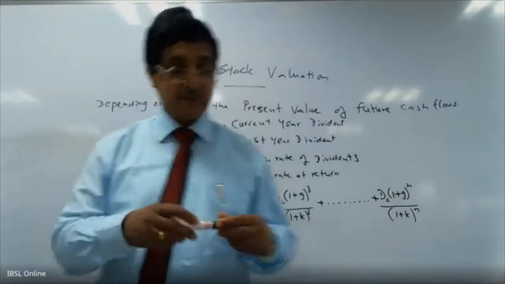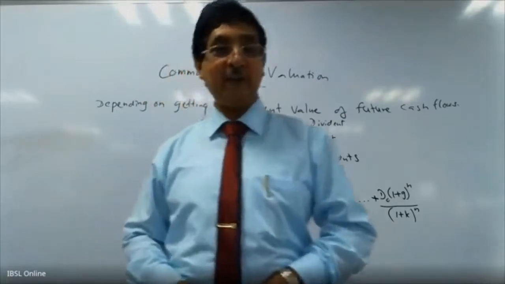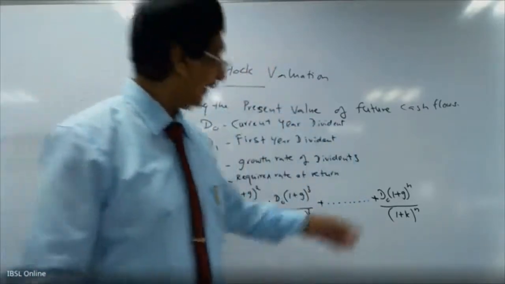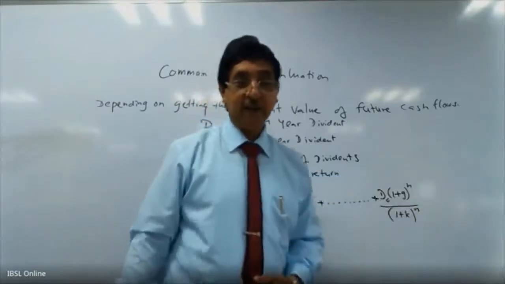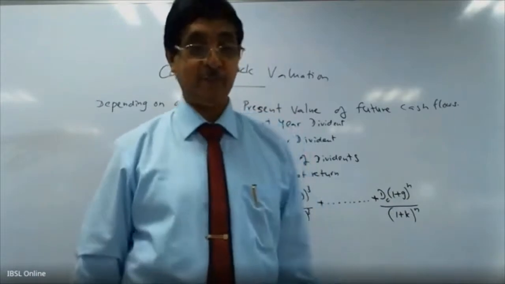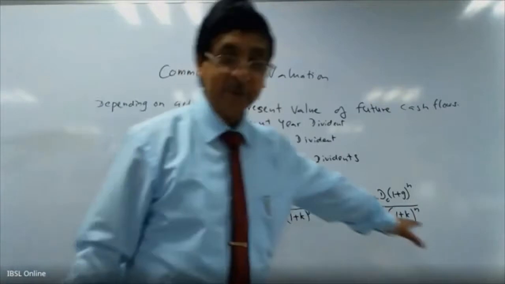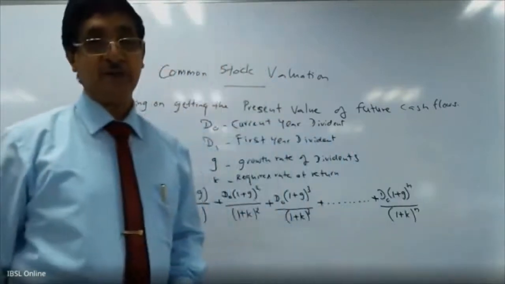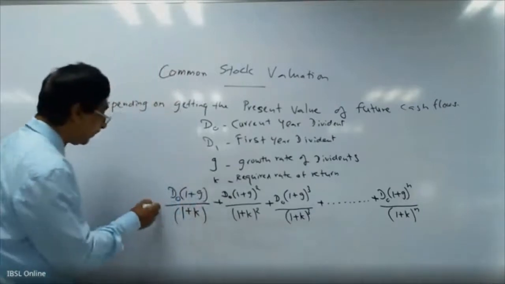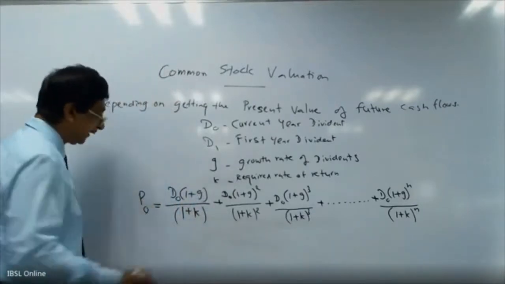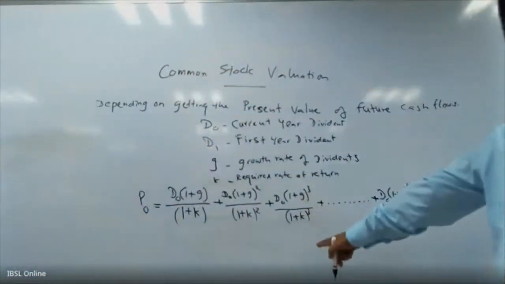n is a number, any number. If one says it is 100,000, the other one can say it is 200,000. Likewise, there is no limit for this, so we can say n tends to infinity. It can go up to infinity. That is why we call it a perpetual stock. So this is equal to the current price of the stock.